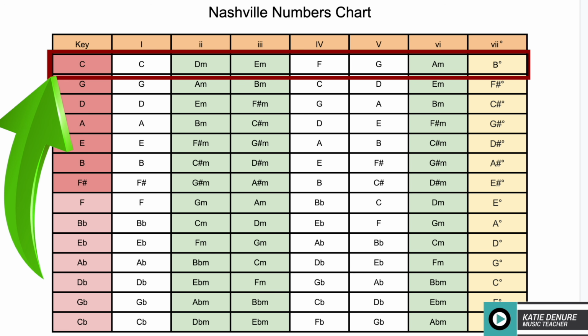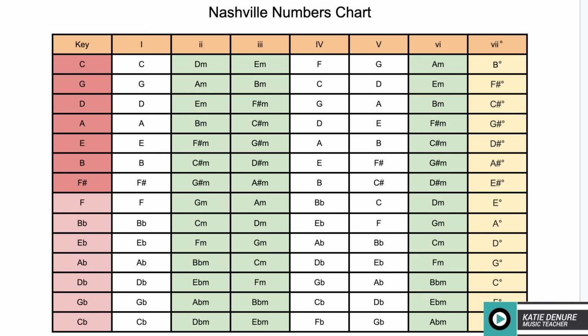Let's say we're in the key of C major. The C major scale is C, D, E, F, G, A, B, C. No sharps, no flats. Now, if we number those, we get 1 is C, 2 is D, 3 is E, 4 is F, 5 is G, 6 is A, 7 is B.